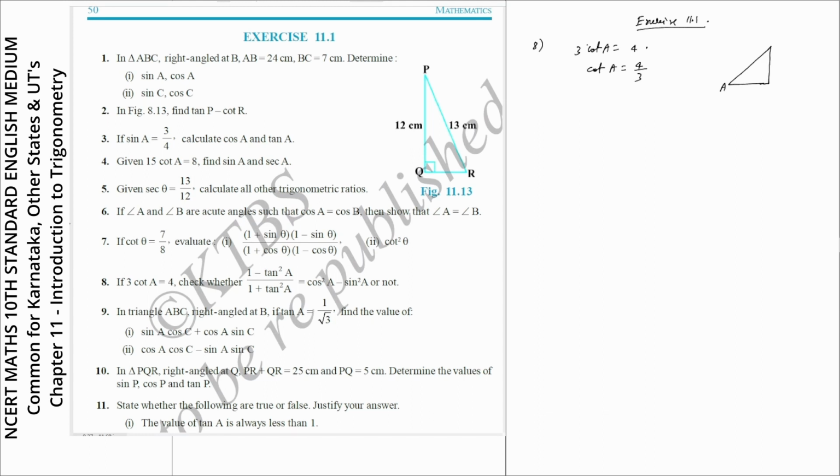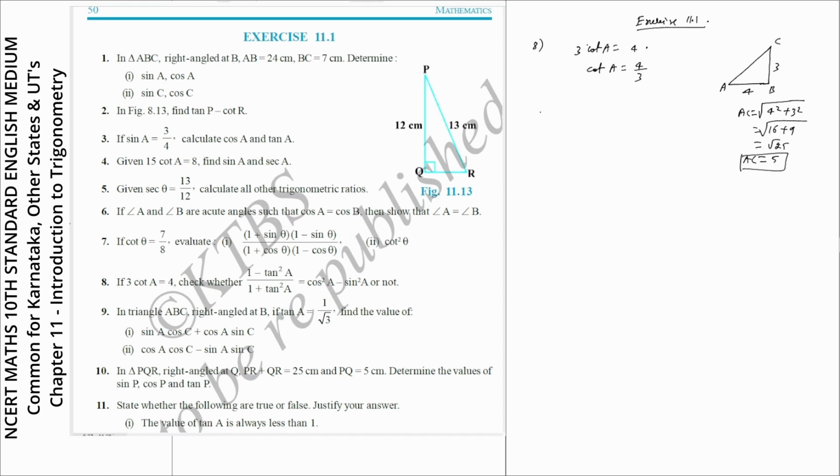So cot A is equal to 4 by 3 means it's like this. This is A. Cot is adjacent by opposite, so this is 4, this is 3. Now what is AC? AC is equal to square root of 4 square plus 3 square. So that is 16 plus 9, so is equal to square root of 25. I'll get 5. So AC I'll get as 5.